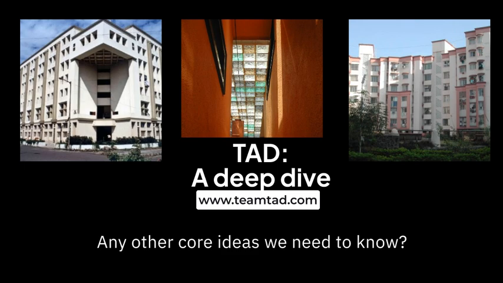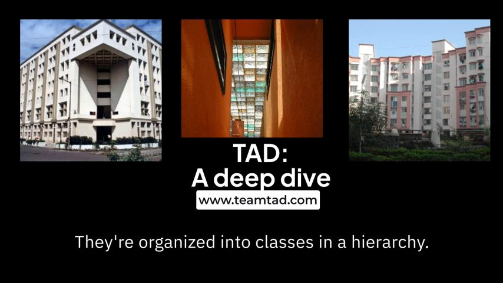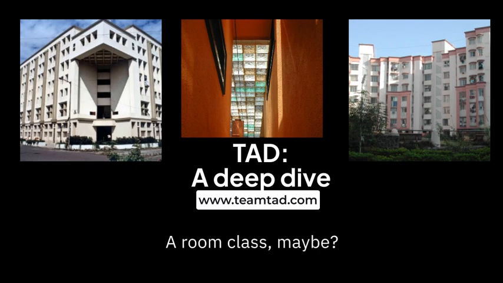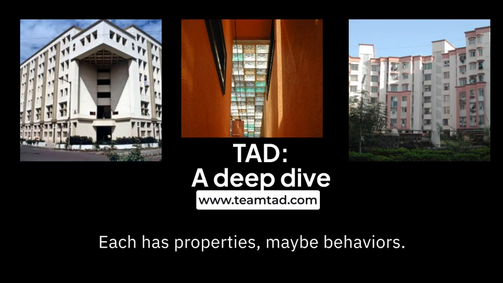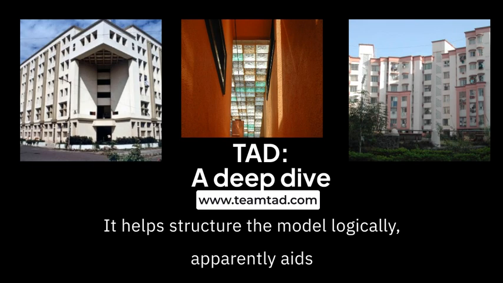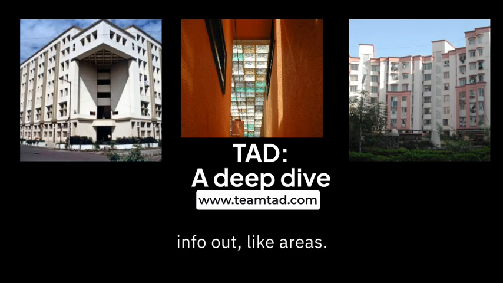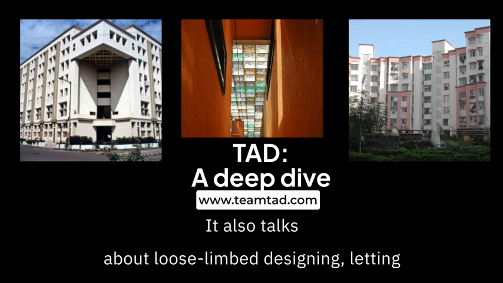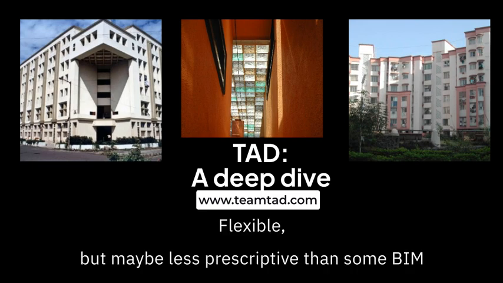Okay. Any other core ideas we need to know? Yes. It uses object-oriented programming concepts. Spaces and elements are organized into classes in a hierarchy. Like smart objects that know what they are. A room class, maybe? Exactly. A room class, an external wall class. Each has properties, maybe behaviors. It helps structure the model logically, and apparently aids in explaining the design. And that structure probably helps later with getting info out, like areas. Presumably, yes. It also talks about loose-limbed designing, letting architects approach the start in different ways, developing their own discipline. Flexible, but maybe less prescriptive than some BIM tools?